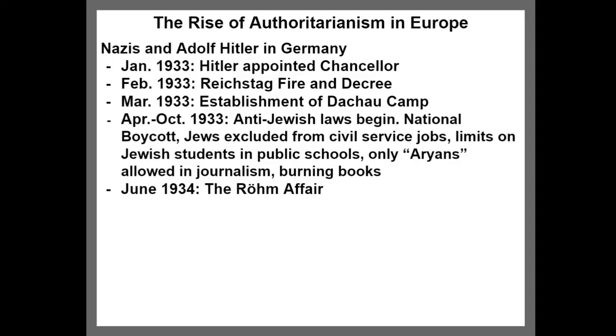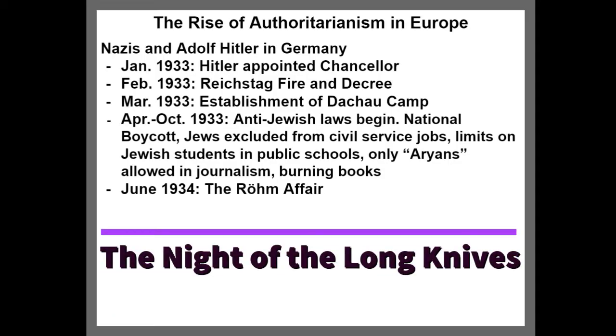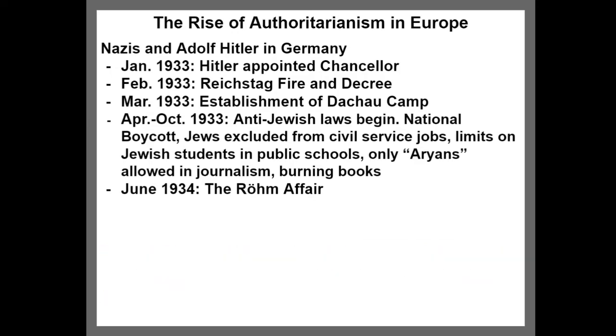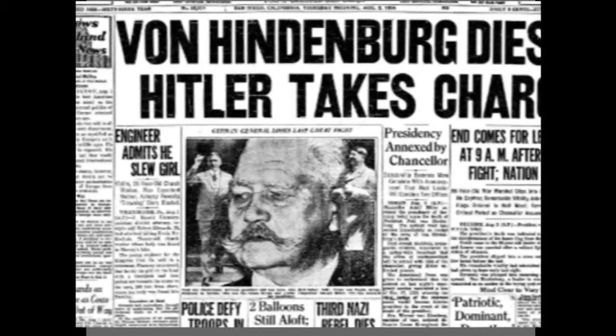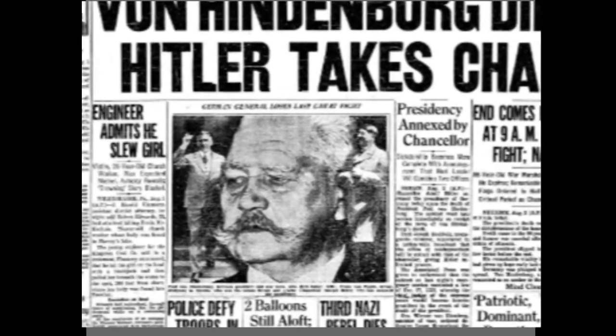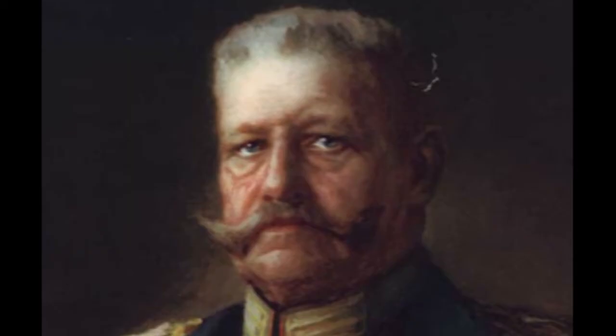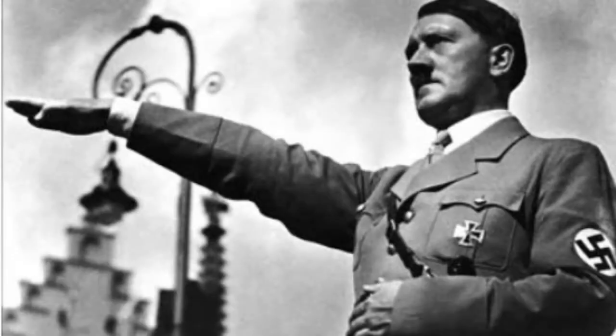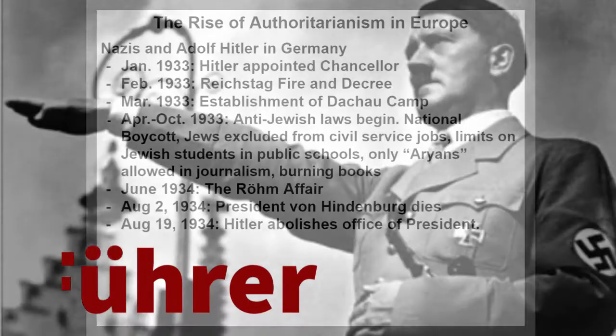These assassinations, it was actually over 2 nights, June 30th and July 1st, later became known as the Röhm Affair or the Night of the Long Knives in Germany. So the next month, President von Hindenburg dies, and Hitler takes this opportunity to abolish the office of president completely and assume both titles, chancellor and president, actually calling himself now the Führer.